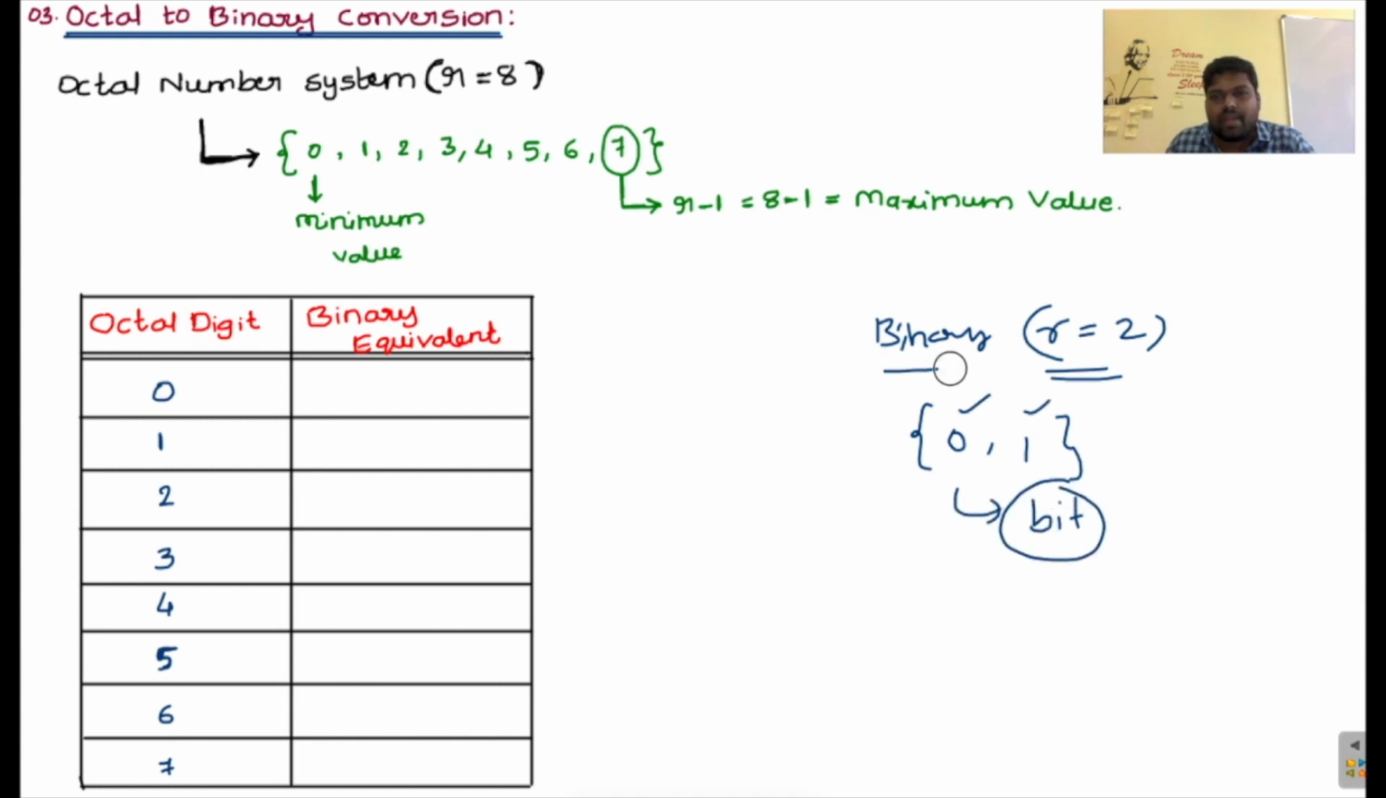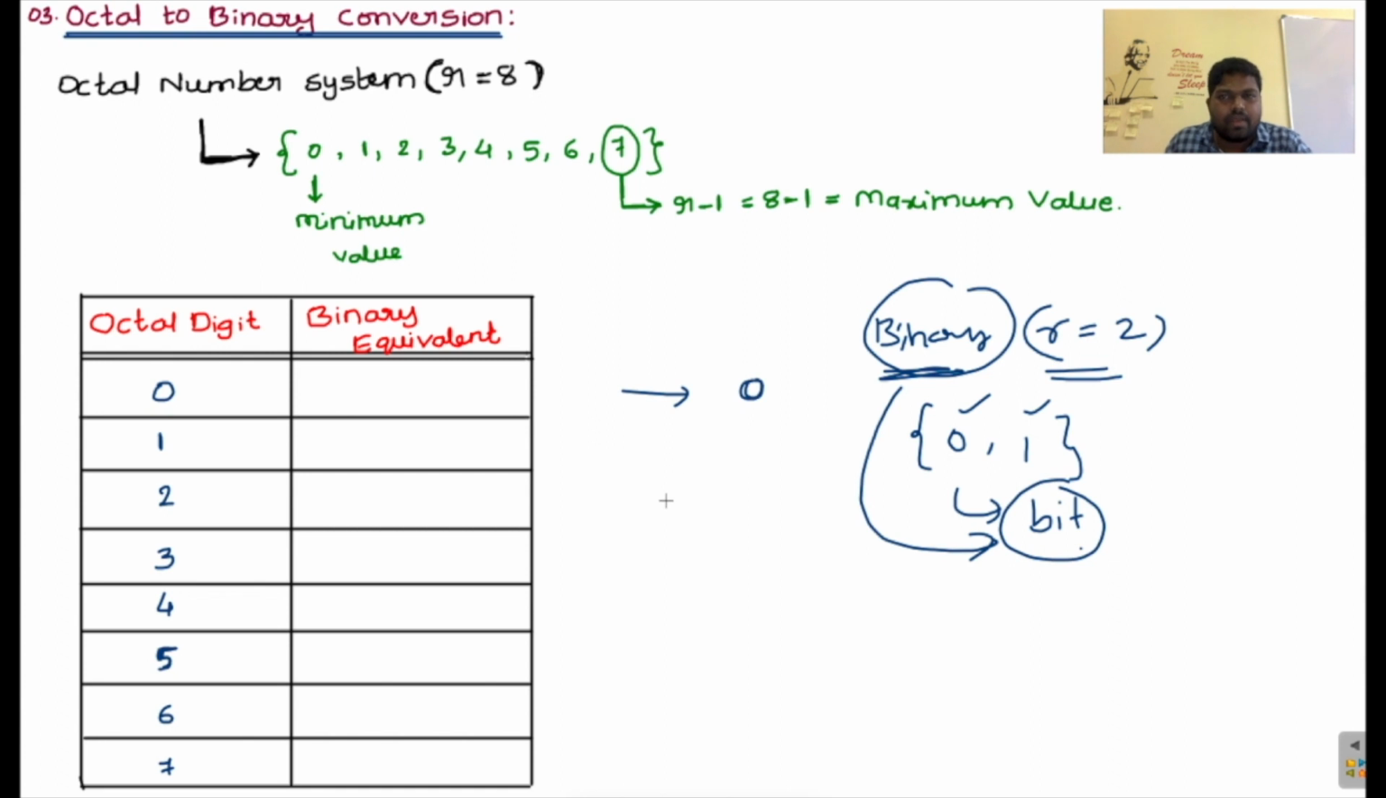For the binary case we call them bits, and for all the other number systems we call them digits. So the binary number system has two bits, 0 as well as 1. For all these octal digits, you need to represent their equivalent binary representations. For example, in the 0 case, I am writing 0.